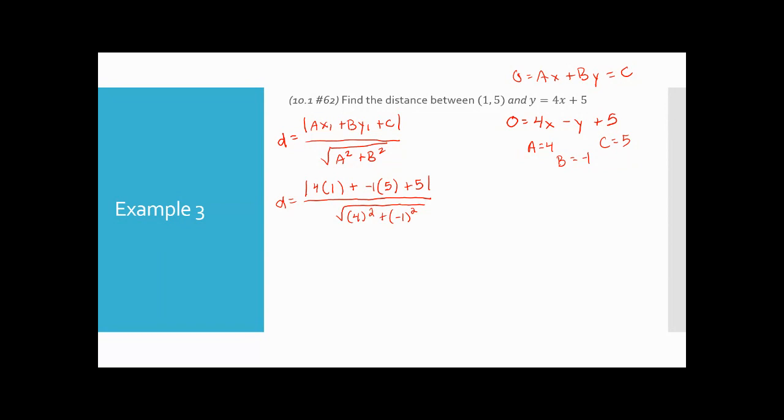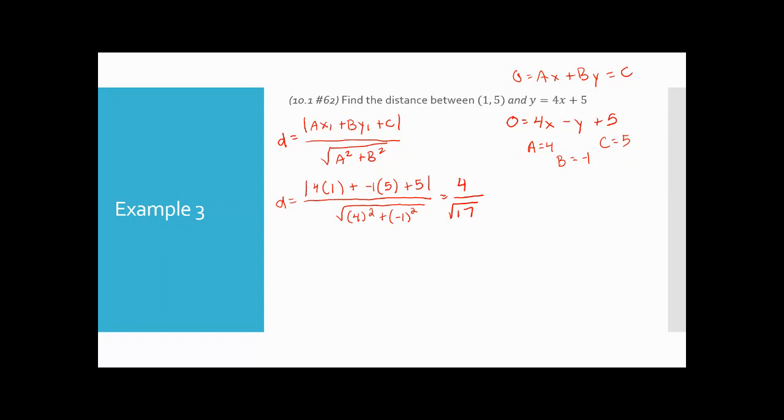So simplifying, on the top I have 4 minus 5 plus 5. When you do that multiplication, the minus 5 plus 5 cancels, so we just get the absolute value of 4, which comes out to 4. Now in the denominator, I have 4 squared plus -1 squared, so that's 16 plus 1, so that is the square root of 17.